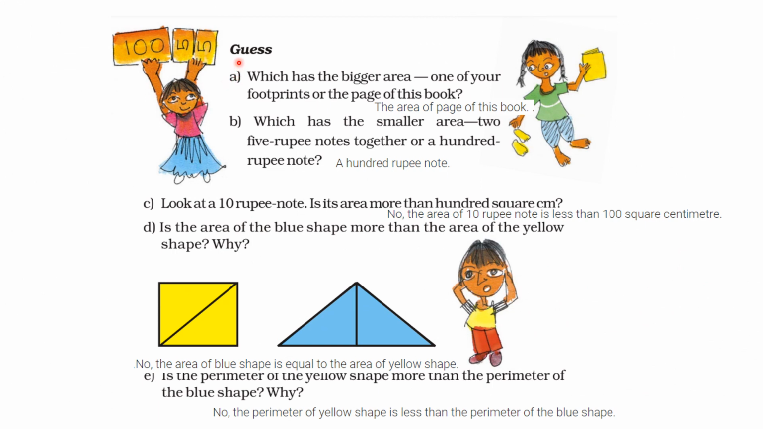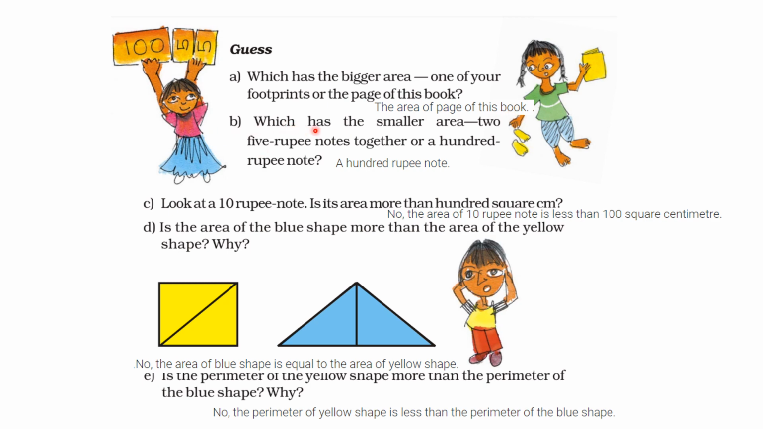Next page, guess A. Which has the bigger area? One of your footprints or the page of this book? So this girl has shown one book and a footprint, right? So what do you feel? Just observe both. Which has greater area? The page of this book or the footprint? You can see that the area of this page is more than the area of this footprint. So write the answer in the textbook. The area of the page of this book.